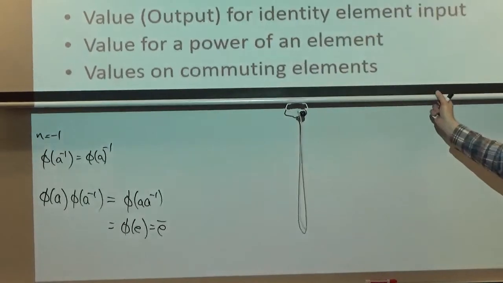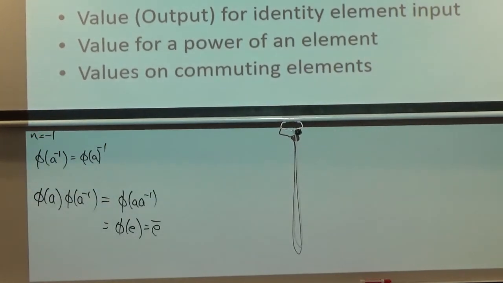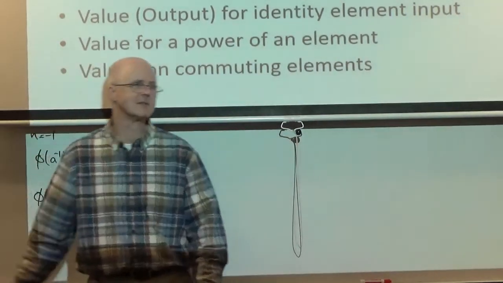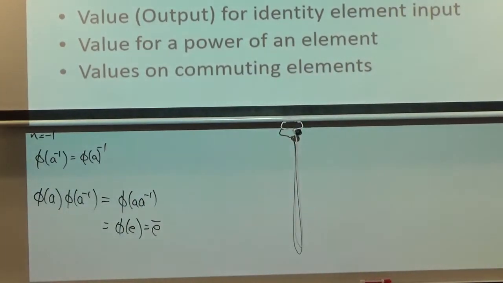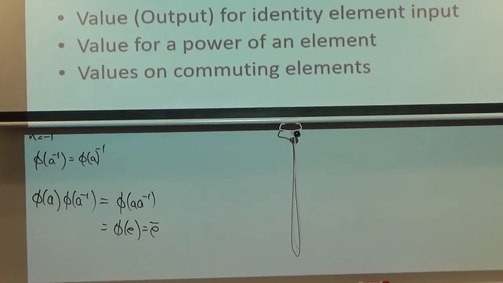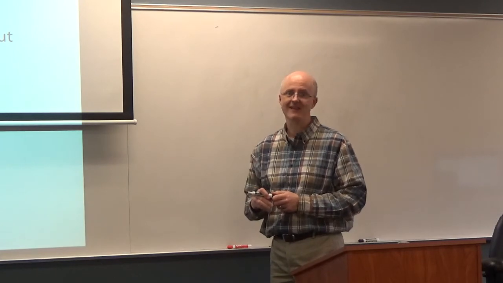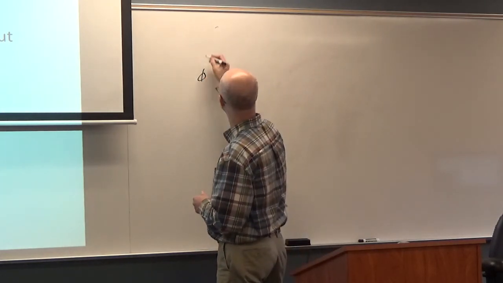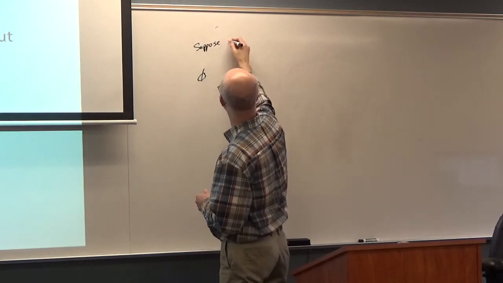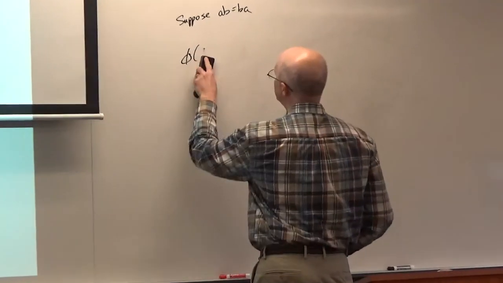Values on commuting elements. What do you think I mean by that? If the inputs commute, then what? Yeah, then so do the outputs. Suppose A and B commute. AB equals BA. Consider phi of A times phi of B.